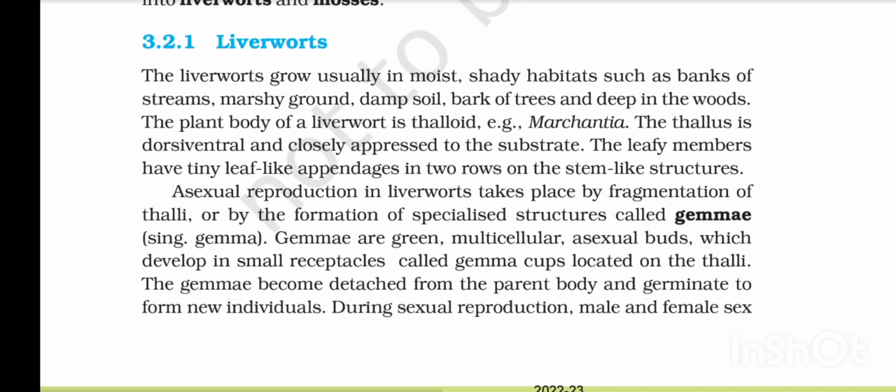Asexual reproduction in liverworts takes place by fragmentation of thalli or by the formation of specialized structures called gemmae, in singular, gemma. Gemmae are green, multicellular asexual buds which develop in small receptacles called gemma cups located in the thalli. The gemmae become detached from the parent body and germinate to form new individuals.